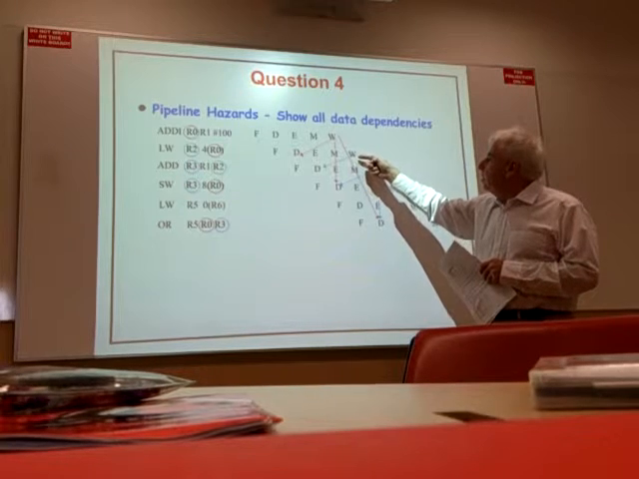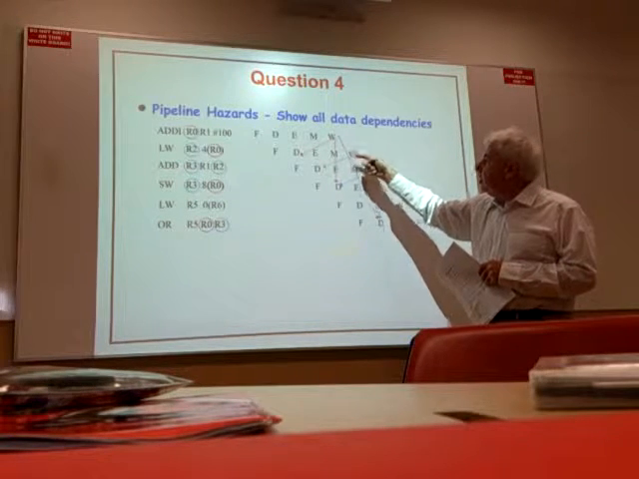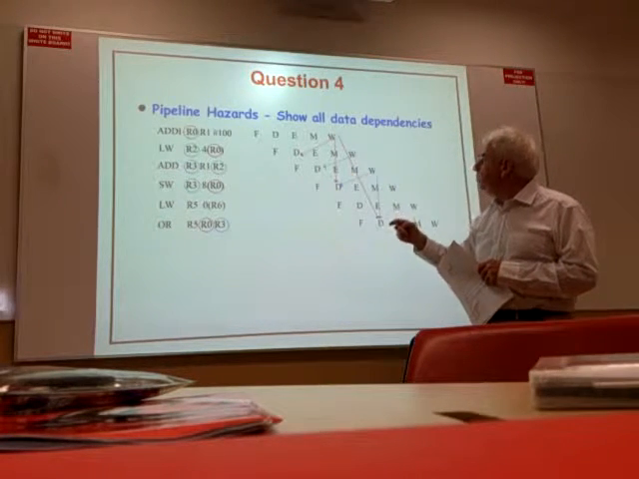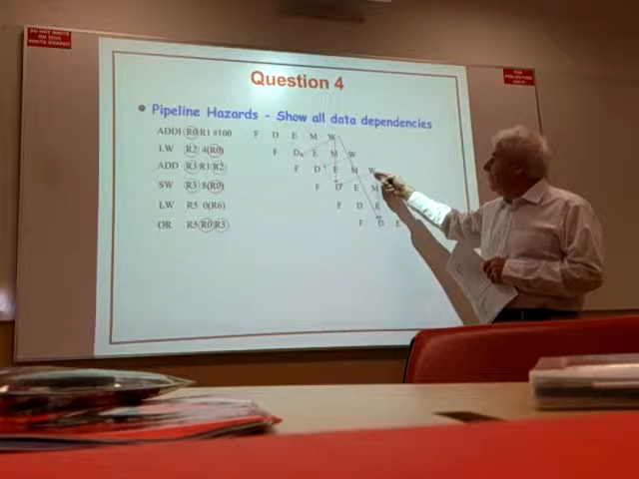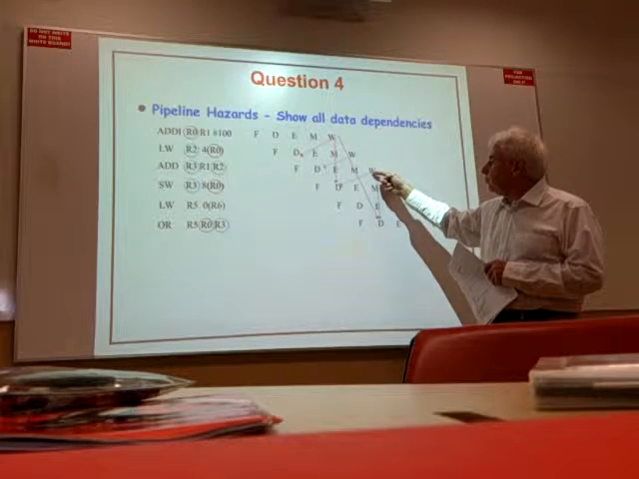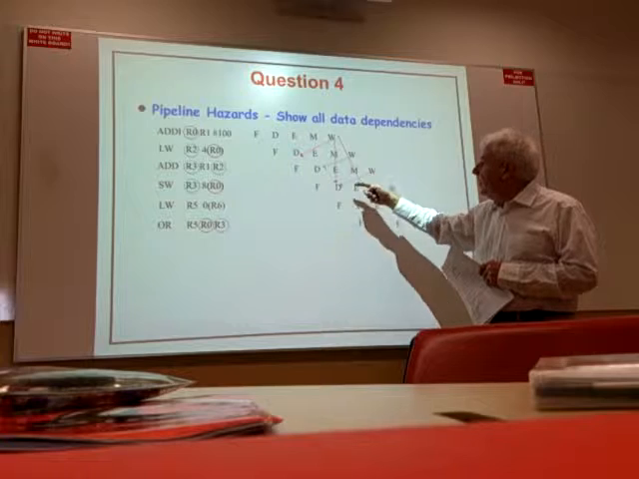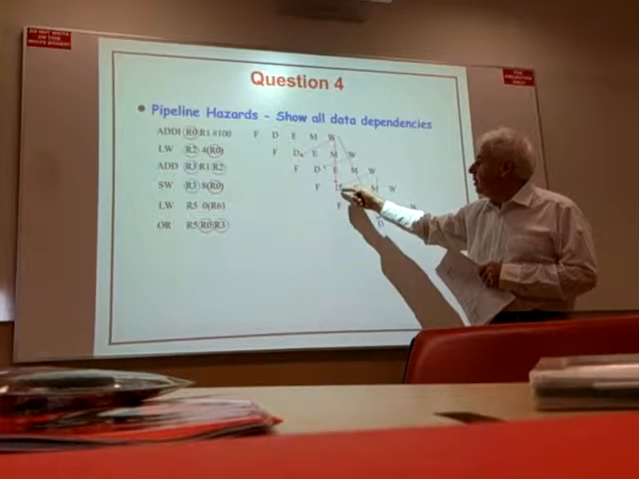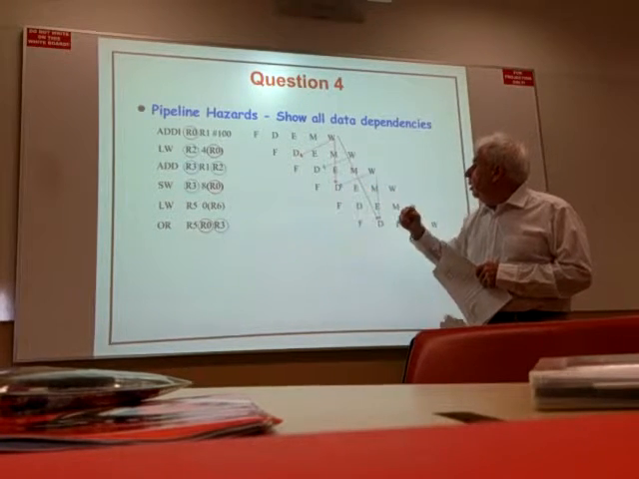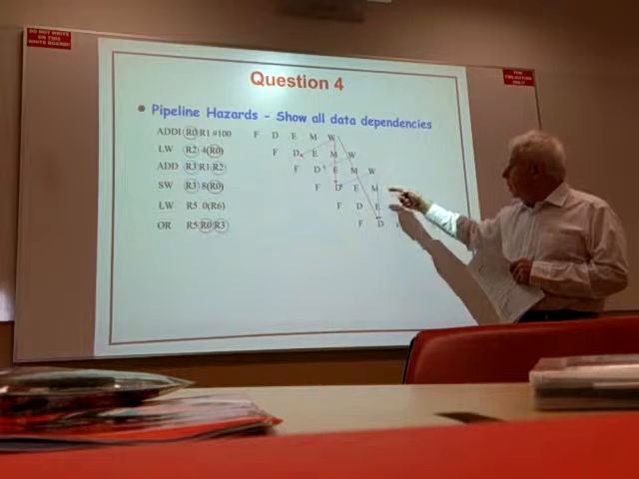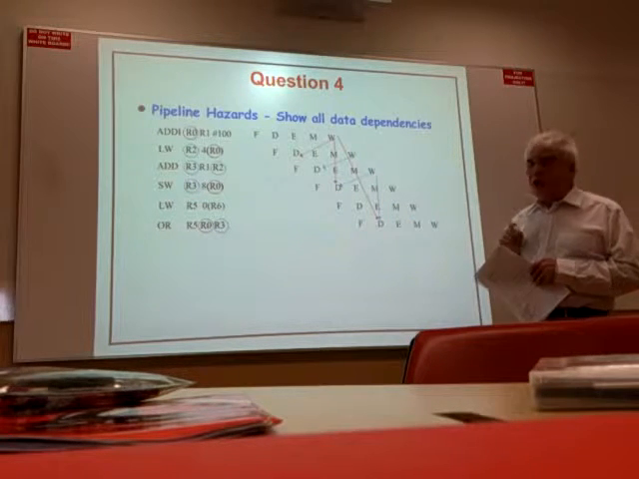When we calculate the value of R2 in this instruction, we use it in the next instruction. Here we calculate the value of R3, and we use it in the next instruction. And also the value of R3 is used in the last instruction.